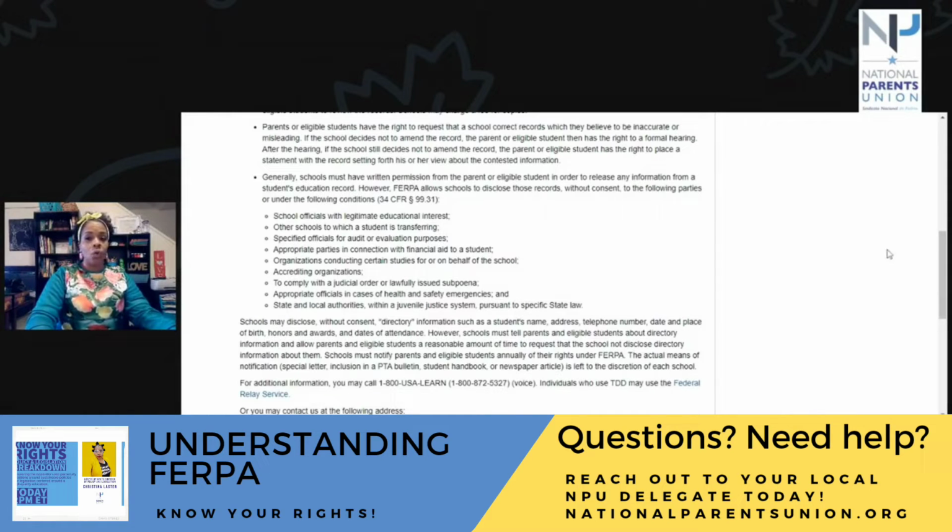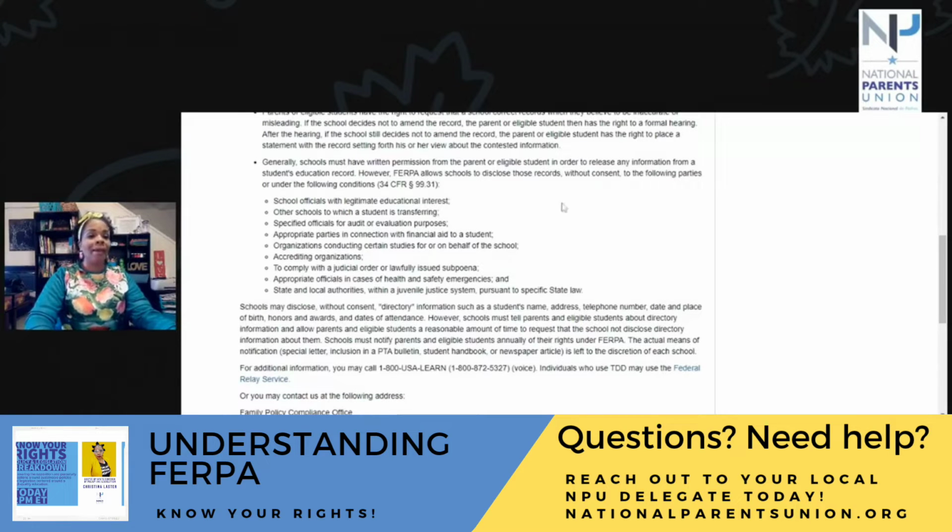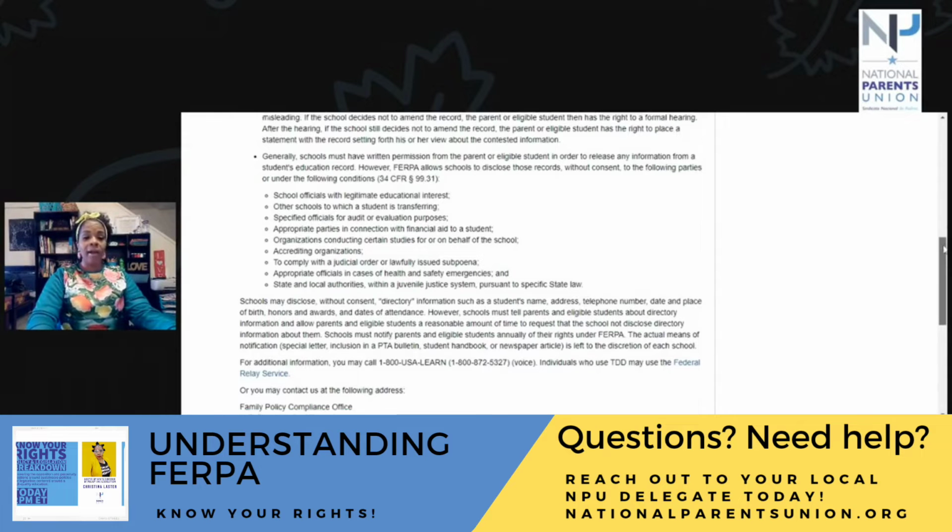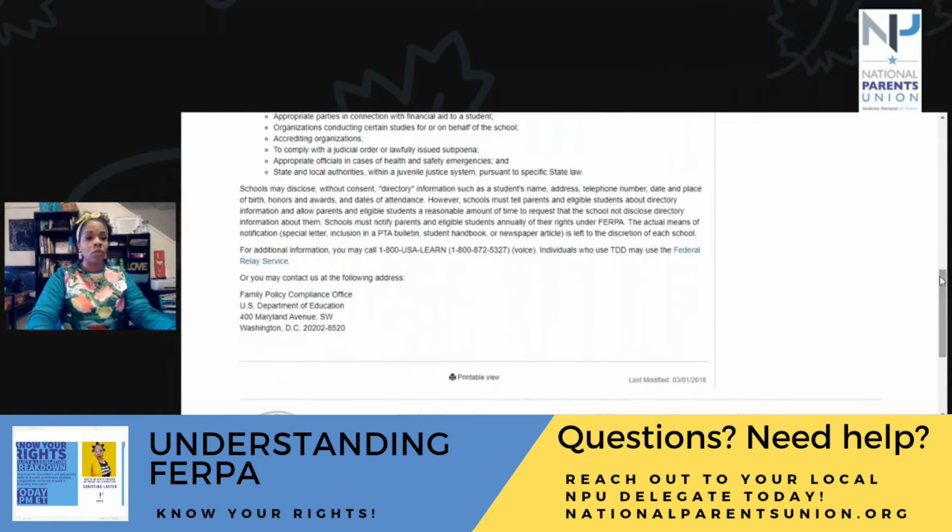If you feel like your student's information has been disclosed to any of these parties, ask when, and find out how and for what, right? Ask those questions, right? Schools may disclose without consent directory information such as a student's name, address, telephone number, date and place of birth, honors and awards, and dates of attendance. Pay attention to that. However, schools must tell parents and eligible students about directory information and allow parents and eligible students a reasonable amount of time to request that the school not disclose.